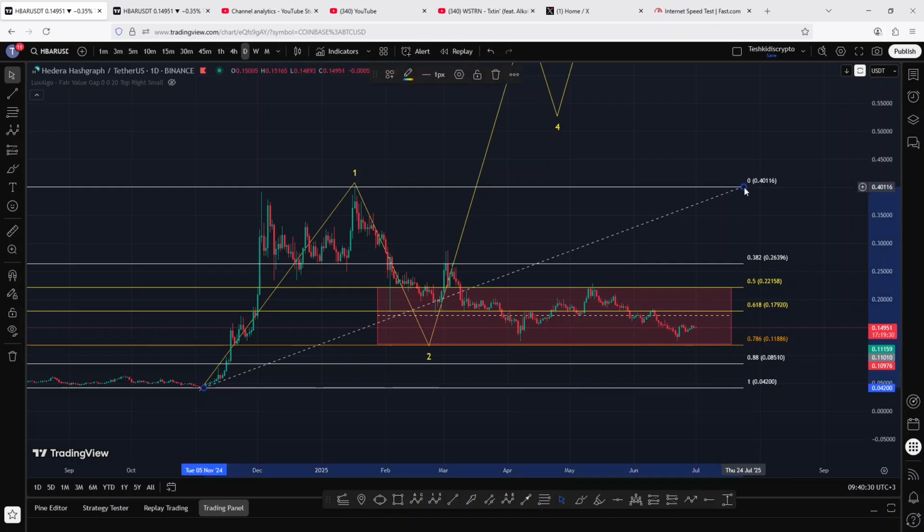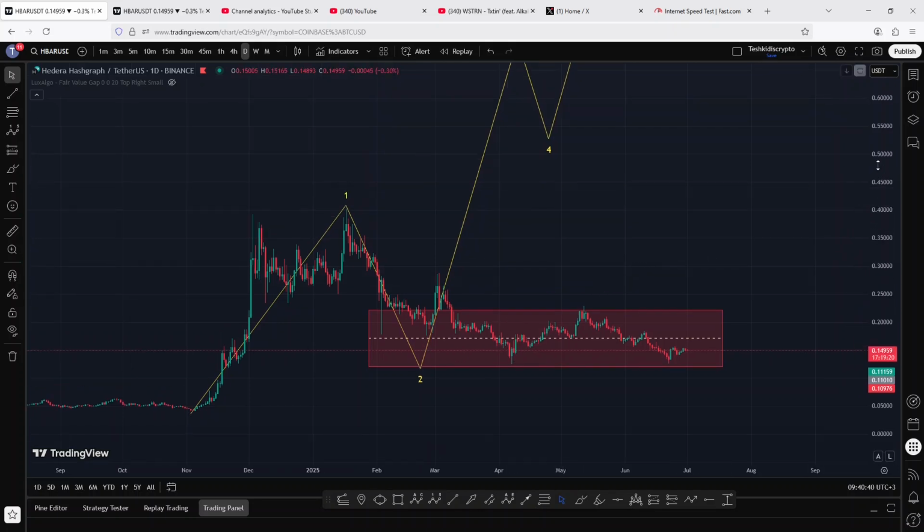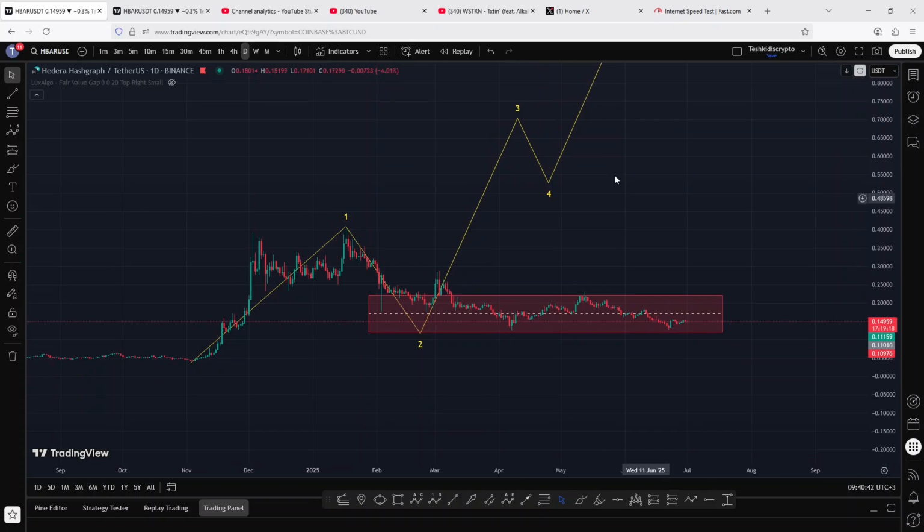And I believe that the low is almost in here on the Hbar chart, and in the next coming days we can easily see a reaction from this target area, starting the next leg to the upside in the formation of this wave 3 that can easily take us to new all-time highs.